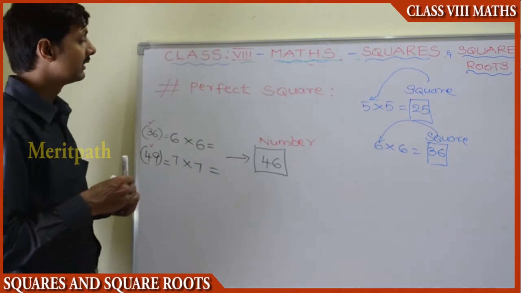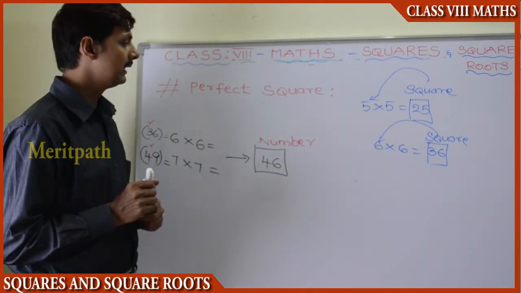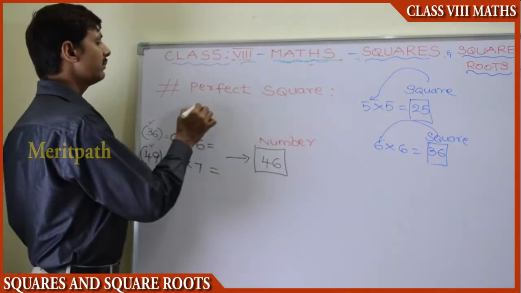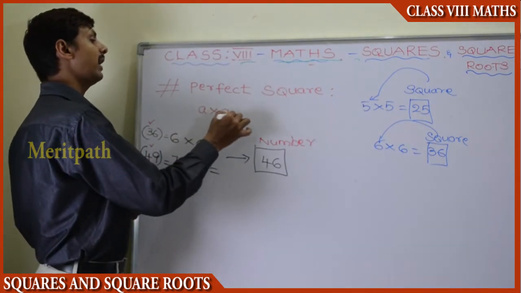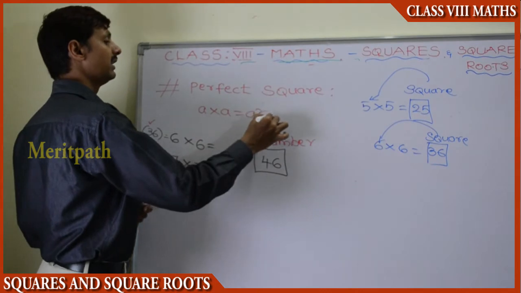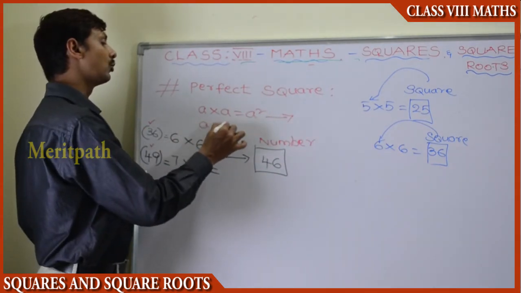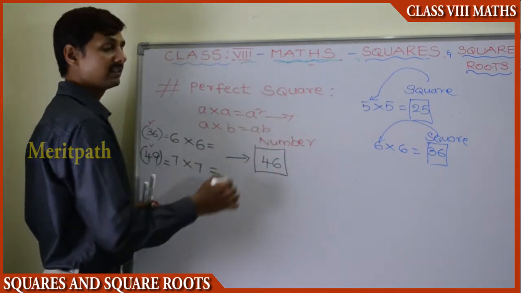So what we understood here is that only when we multiply the same numbers, like a into a is equal to a square, will it be a perfect square, and the remaining products, where we multiply different numbers like a into b, which is ab, are not perfect squares.